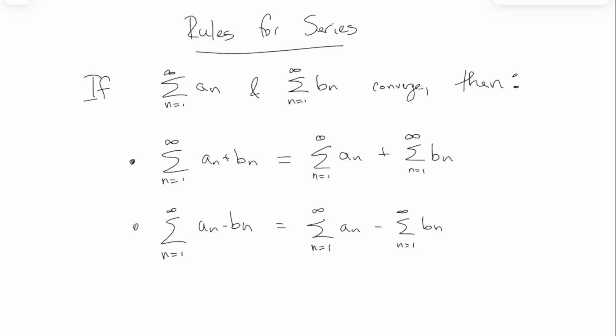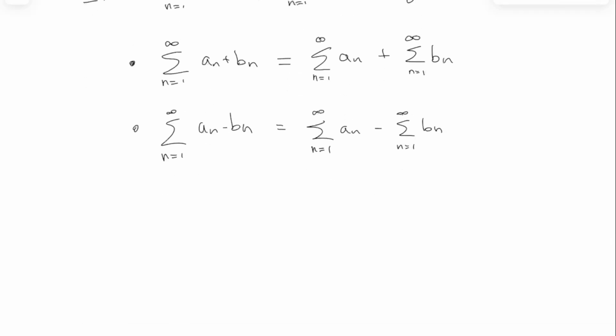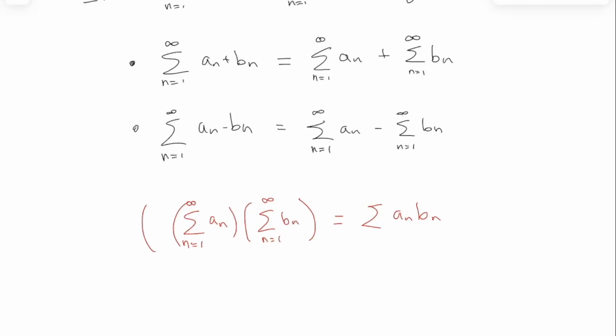Products and quotients are a little more complicated. So at this point, at least, we're not going to talk about products or quotients. Maybe I'll write a line in red, meaning this is actually not a rule. But if I have something like this, the sum of an times the sum of bn, if you're not thinking about anything, this is what you would naturally want to say. This is definitely false, though.